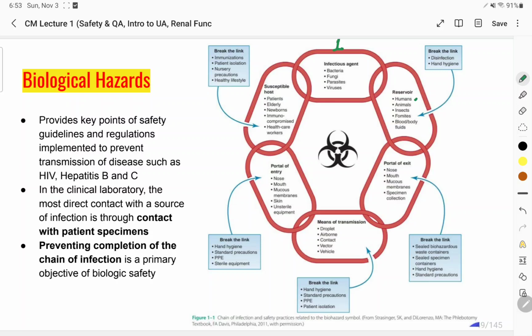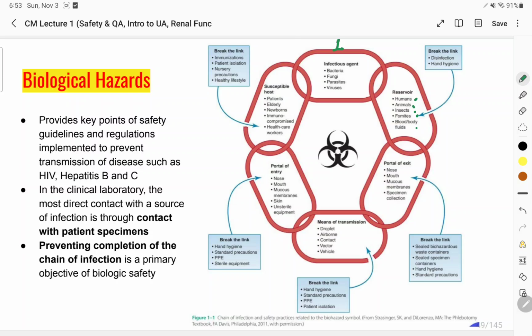The reservoir of these diseases can be humans or animals, could be insects, fomites. Fomites, these are inanimate objects. So example kanang lamisa na kanang mga butang nga pwede mabutangan or pwede dira mag-reside for a time ang kini nga mga infections. Or it could be blood or other body fluids. So this could be specimens, okay, reservoir of infectious agents.